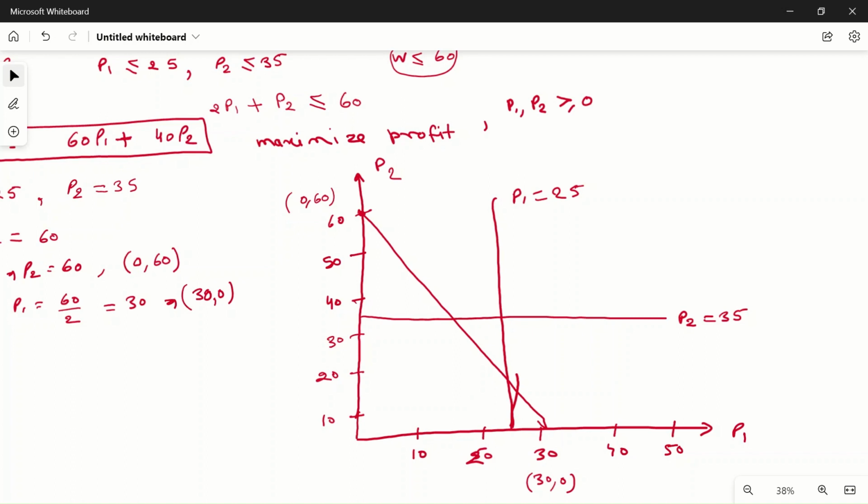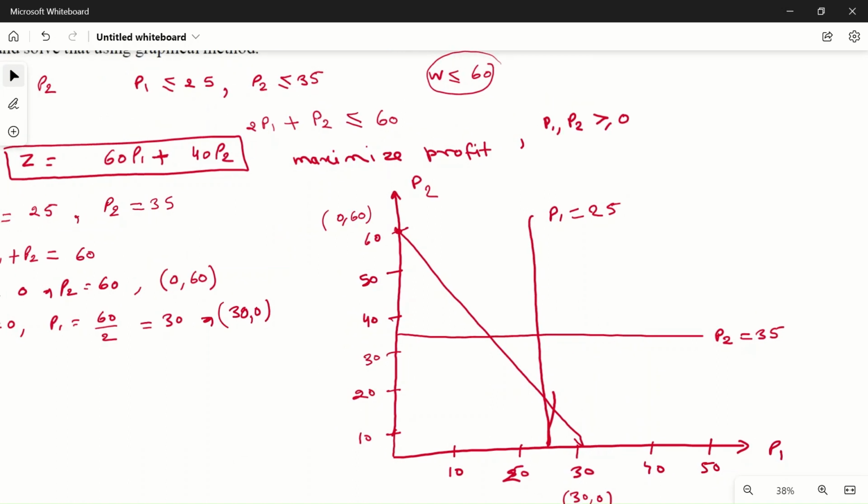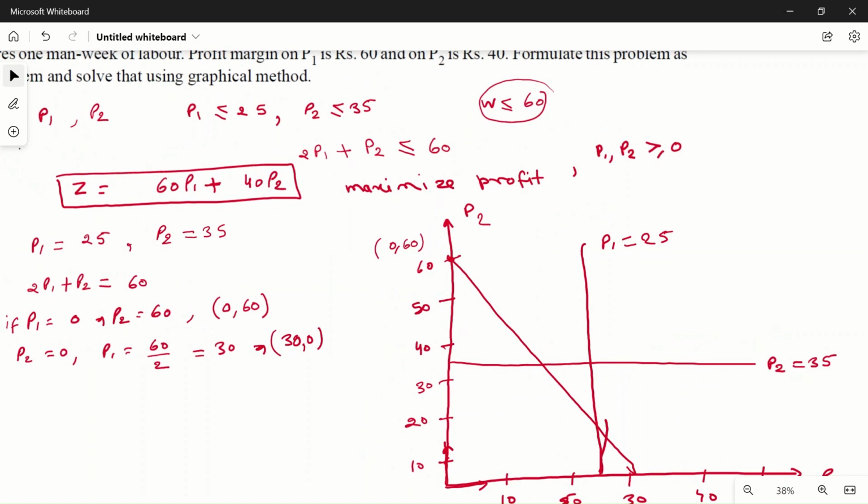Now what are the conditions? x1 equal to 0, that is p1 equal to 0, is this line, and p2 equal to 0 is this line. So what are the constraints? We will see that 2p1 plus p2 is less than or equal to 60. Less than or equal to 60 means the downward side, this area.